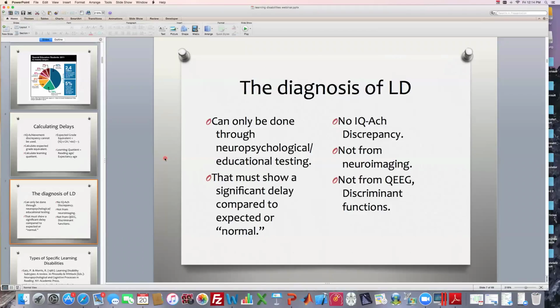A learning disability cannot be diagnosed from neuroimaging. And importantly, a learning disability cannot be diagnosed from a QEEG. So if you have a QEEG and you have a discriminant function that suggests they might have a learning disability, that is all well and good, but is not sufficient to actually diagnose a learning disability.